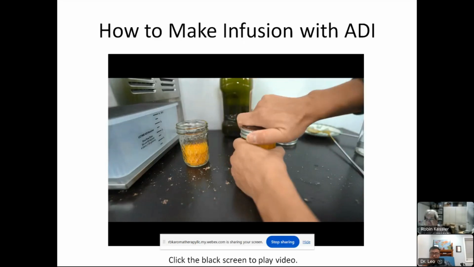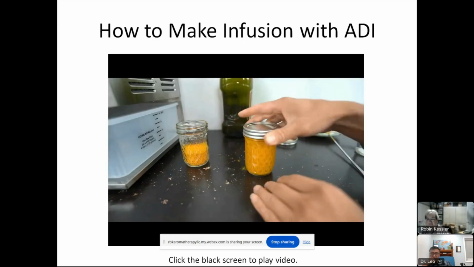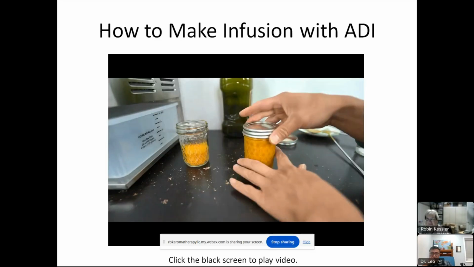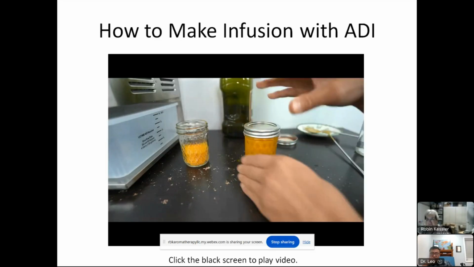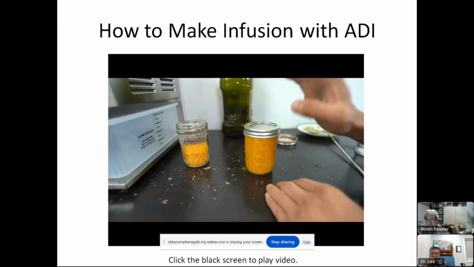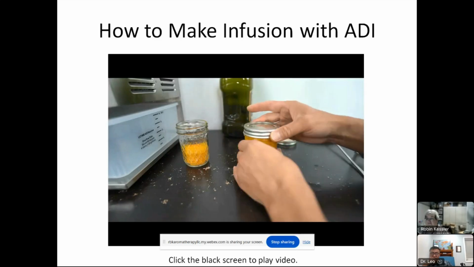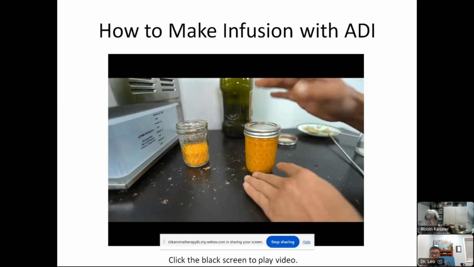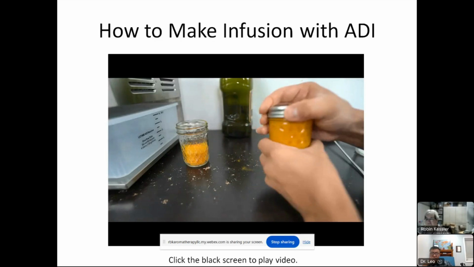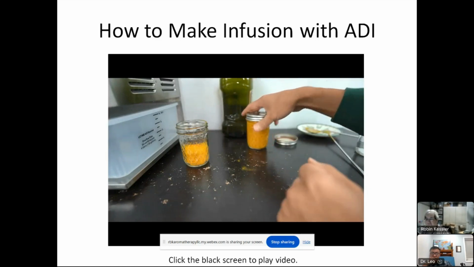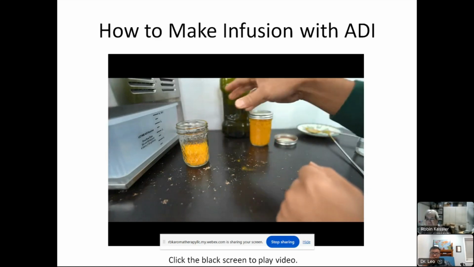When you're using the ADI, this is like a bottle method, like a water bath method. You need to use a sealed jar, a mason jar or canning jar. The jar has to be able to go through high temperature.